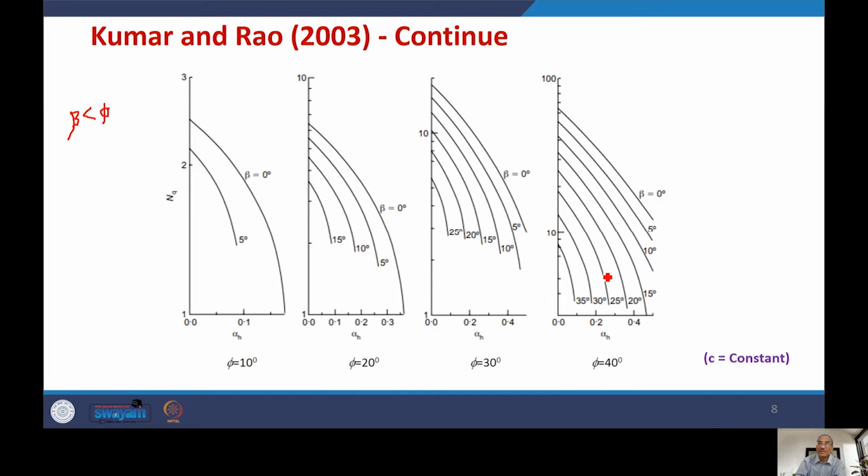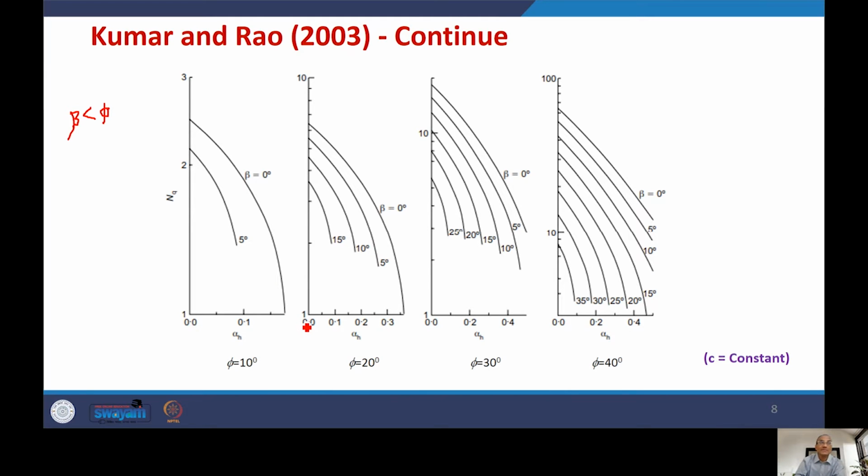Same thing, let's say, for when beta equal to 10 degree, then in this case phi equal to, you can go up to 0.4. So that means to increase the seismic coefficient, you require that your phi value should be sufficient. If your phi is less, then you cannot go beyond, let's say, a certain value of seismic coefficient.